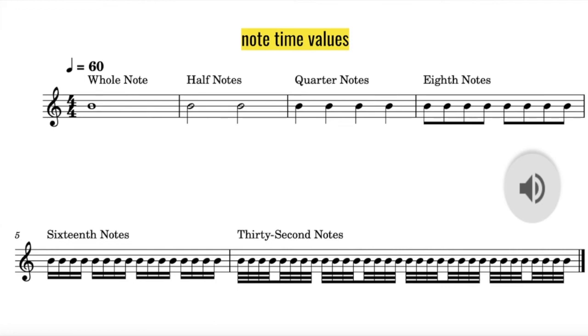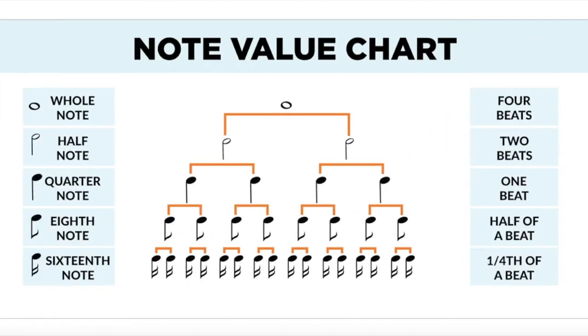Hopefully you can see and hear the way the notes double in speed each 4 beats, or measure. We can also see this pattern of decreasing note durations in this note value chart. You may want to come back to this chart for reference and practice drawing some notes of your own.